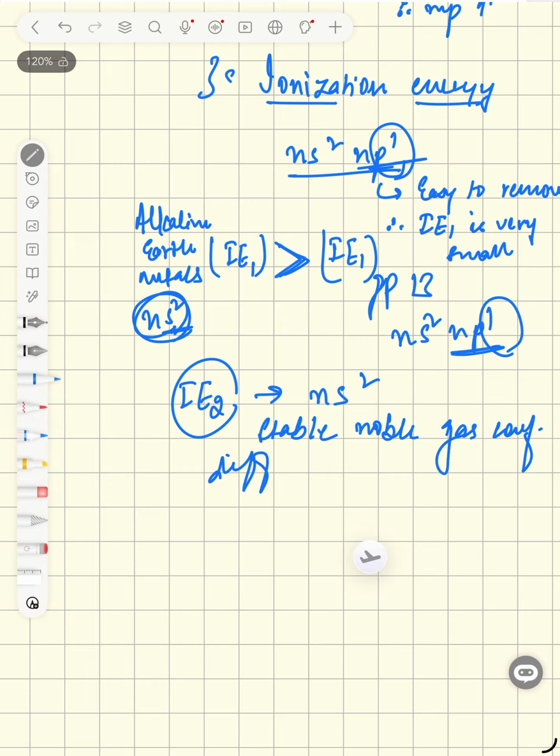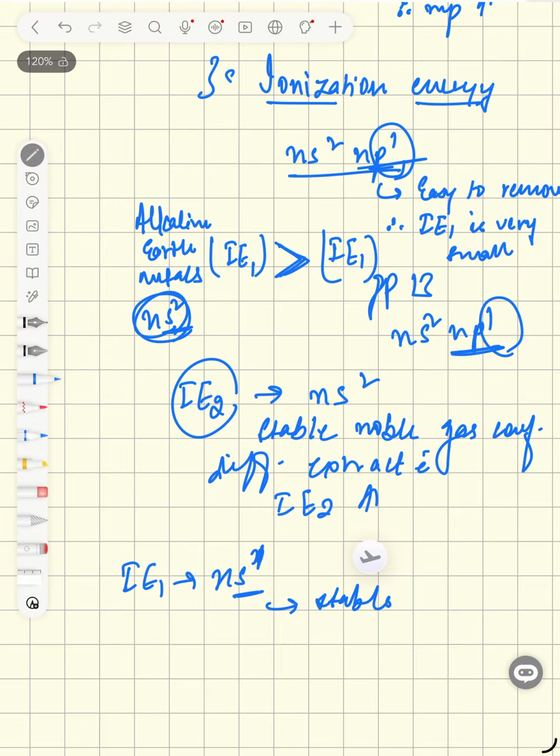Therefore, it becomes difficult to extract the electron, and their second ionization energy is higher now, right? Same goes for the third ionization energy, which has a comparatively half-filled orbital, which is also stable, and it is difficult to remove this electron, therefore more energy is required. This was the comparison across the period.